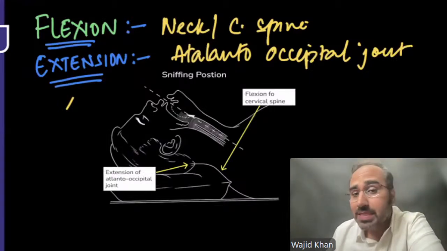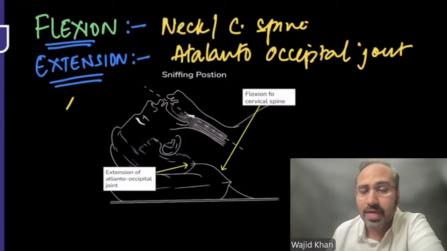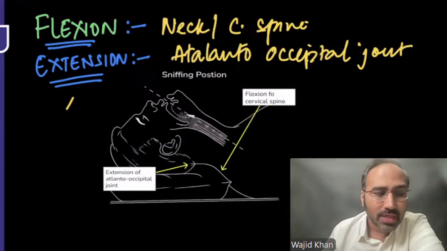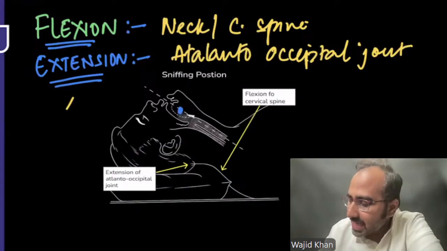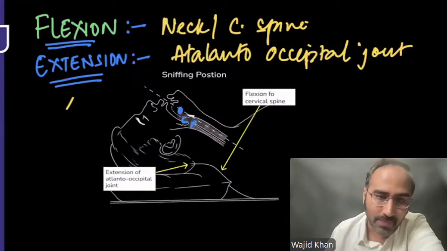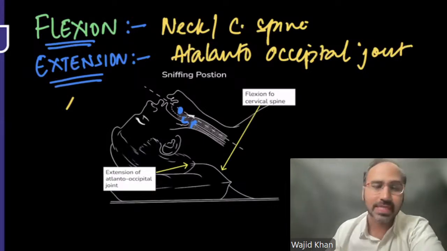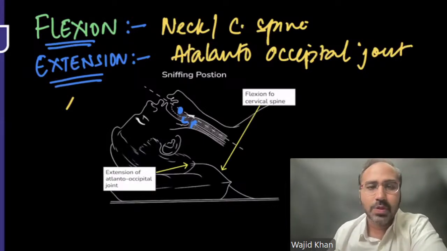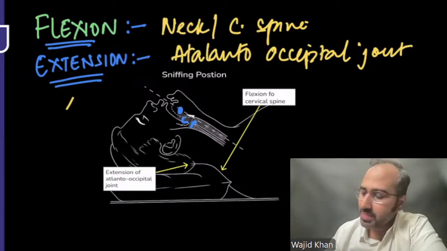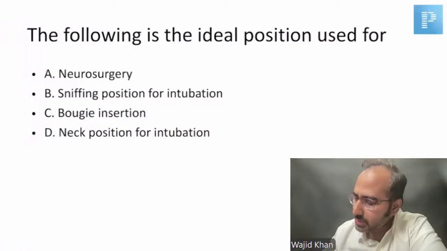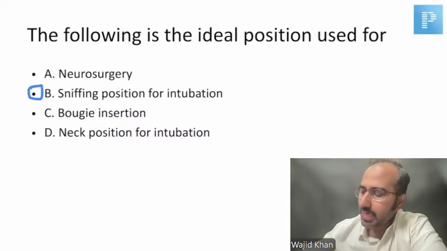Why do you give extension at the atlanto-occipital joint? Why do you give this position? Because if you give this position, the oral axis, the laryngeal axis, and the pharyngeal axis come in a straight line. All three axes come in a straight line, and you can see the vocal cords easily to help in intubation. So this is the ideal position used for intubation.